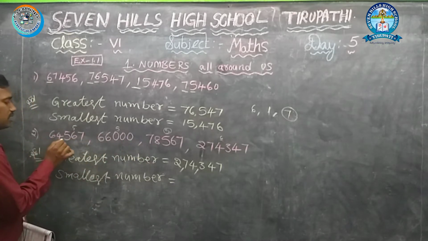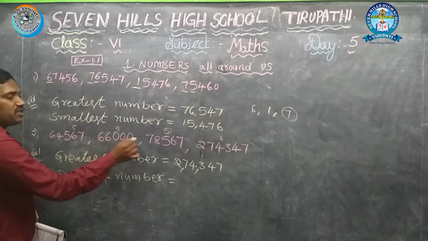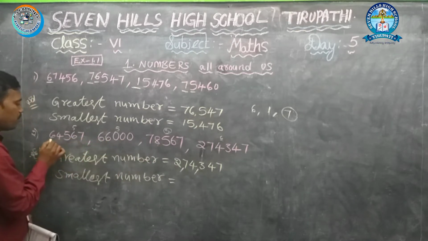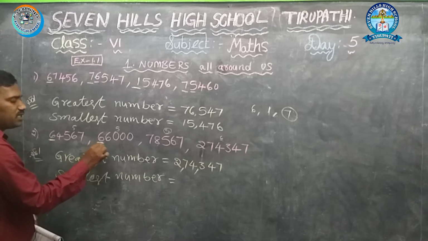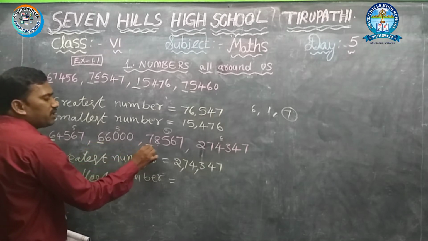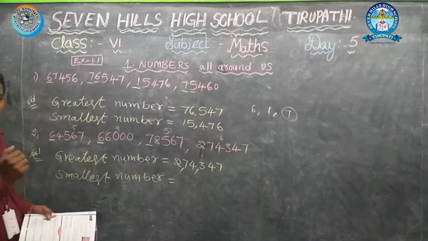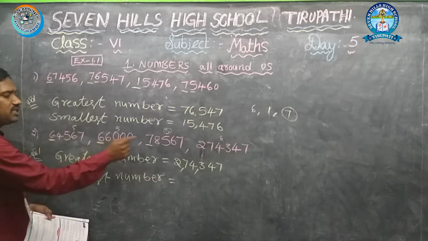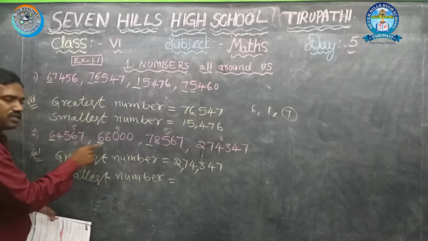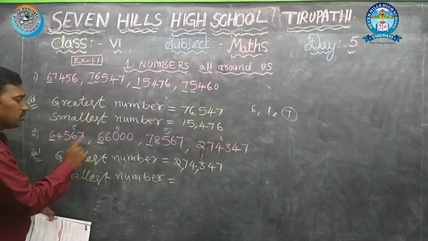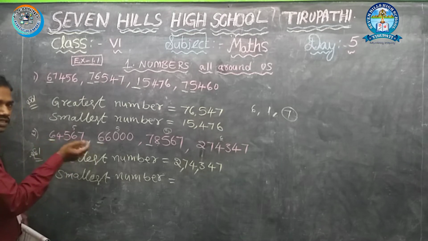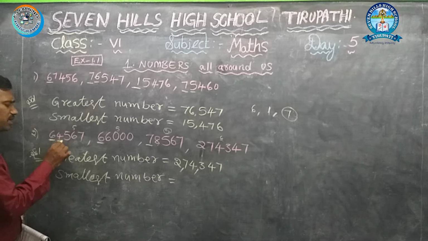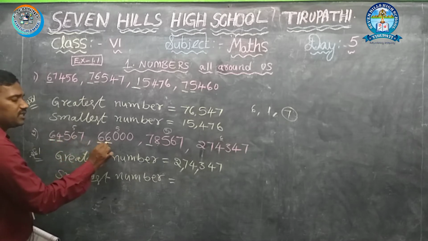First of all, these three numbers have 5 digits, so we want to compare their highest place, that is the 10,000s place. Here the 10,000s place is 6, here it is 6, and here it is 7. We want to find the smallest number, right? Among 6, 6, 7, 6 is the smallest. That means we compare the thousands place again, because the 10,000s places are the same. The thousands place is here 4 and here 6.